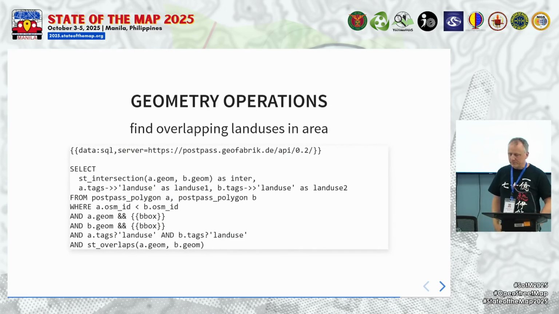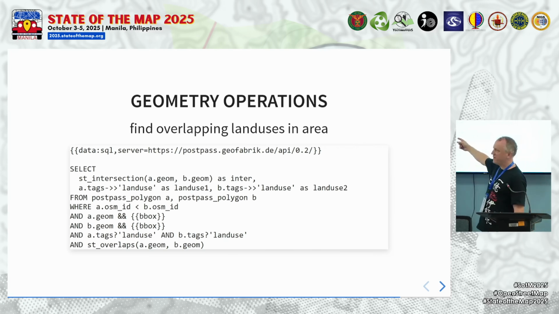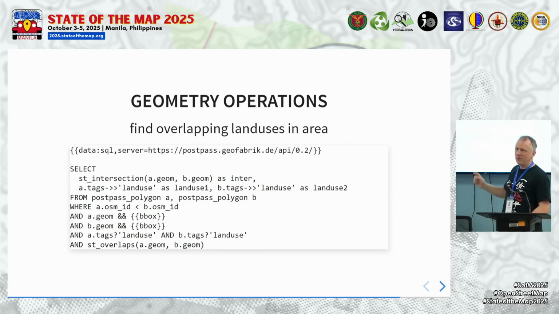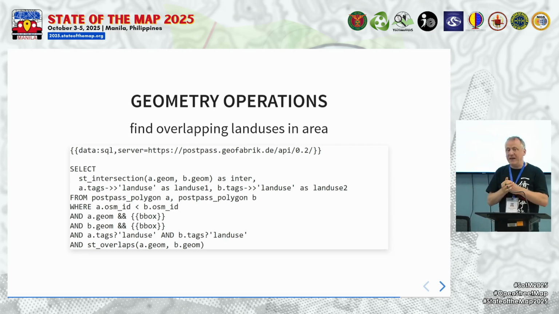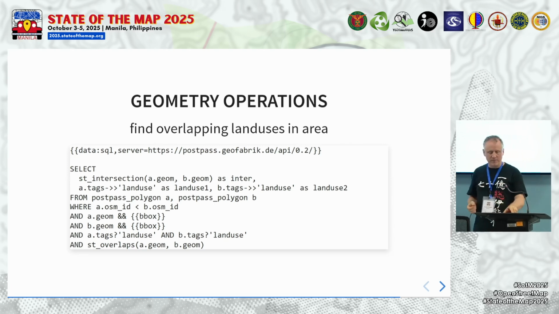Here's something. I'm also not going to run this live because it takes too much time. But this query will find overlapping land uses. It's again a self join. So it uses the Postpass polygon table twice, once as A and once as B, and then it says, okay, give me all combinations where A and B overlap, and they both have a land use tag, and then show that to me. This is something that you can easily do in PostGIS or Postpass, because it lets you do geometry operations. It's more difficult to do in Overpass.